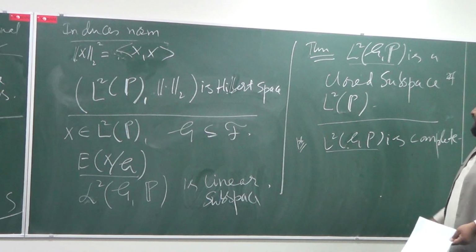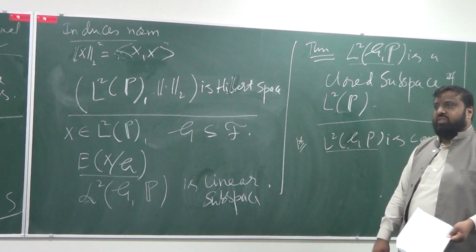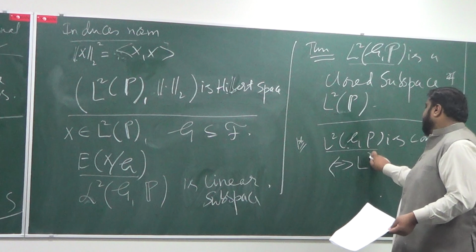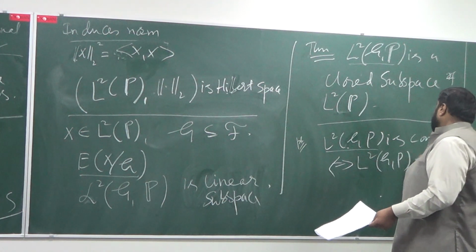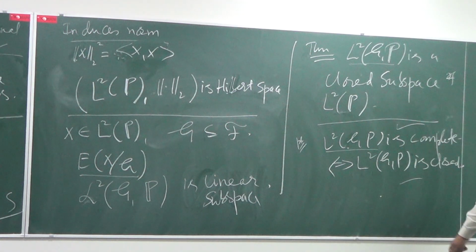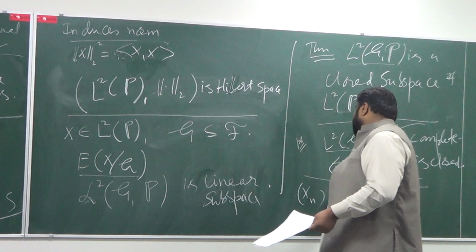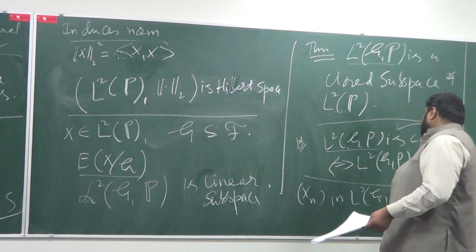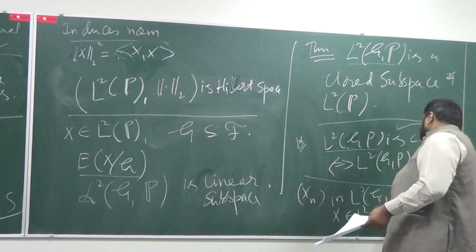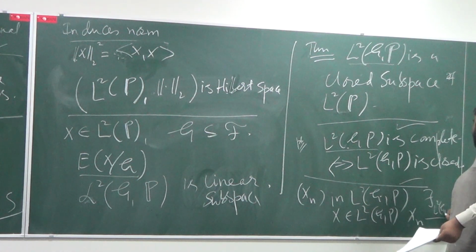So this is complete, and I know that any complete subspace of a Hilbert space is closed. Since this is true, this must be true. And by the way, what I mean by closed is that for any sequence xn in L2(Ω,F,P), there exists an x in L2(Ω,F,P) such that xn converges to x in the L2 sense.